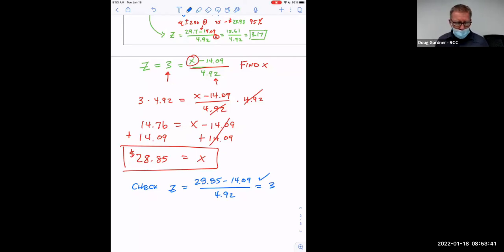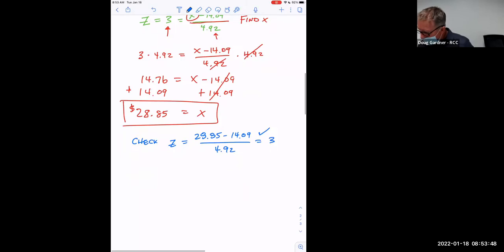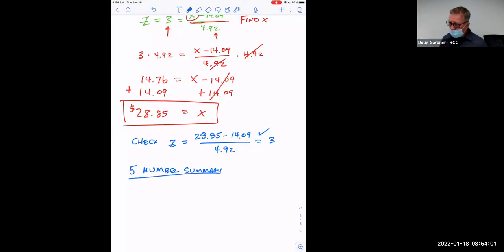Huge idea. Okay, we are out of time already. We've got to talk about something called a 5-number summary. So save the sheet that I just gave you because we'll pick it up there tomorrow. And as always, stay after if you have questions that you want to ask.